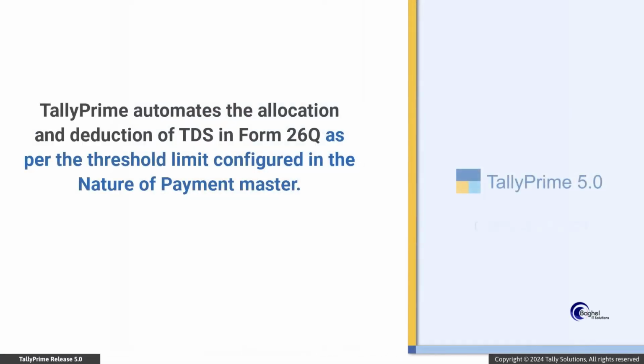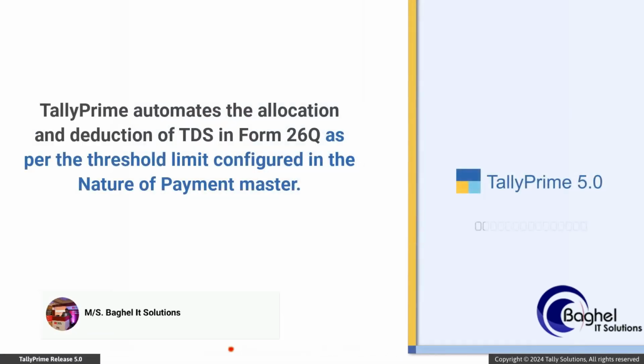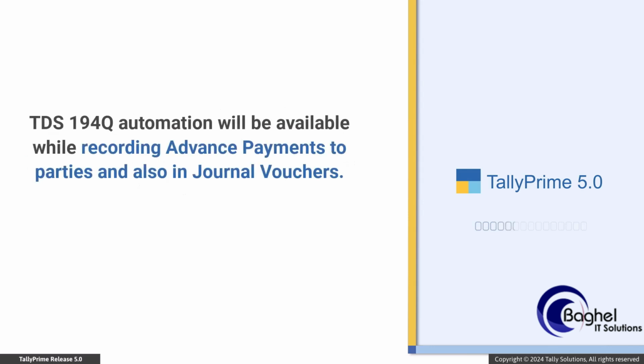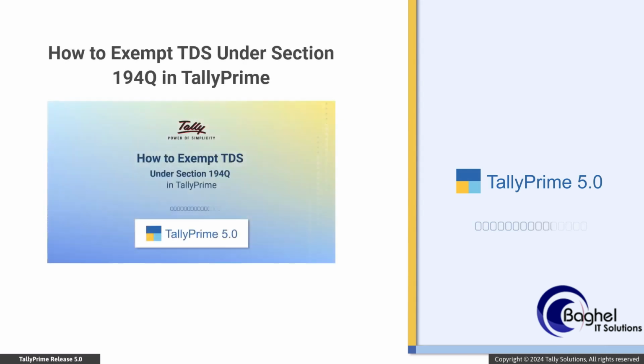TallyPrime automates the allocation and deduction of TDS in Form 26Q as per the threshold limit configured in the nature of payment master. Note that this TDS 194Q automation in TallyPrime will be available while recording advance payments to parties and also in journal vouchers. If you want to learn about the exemptions under TDS Section 194Q, watch How to Exempt TDS under Section 194Q in TallyPrime video linked in the description.